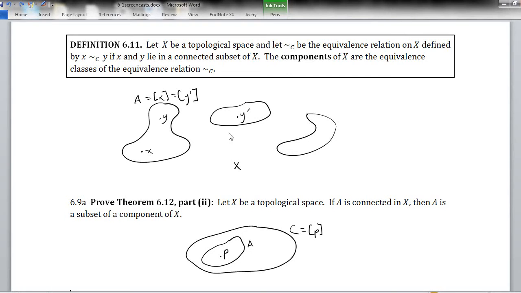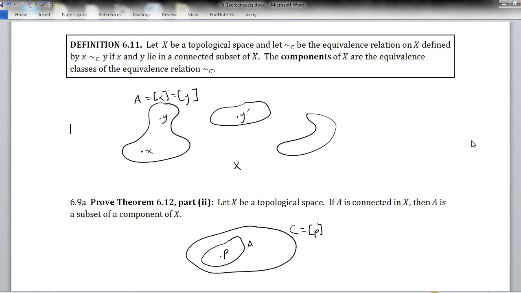The equivalence class of X, remember, is just the set of everything equivalent to it. We can denote that by X bracket, and in this case that would be A. And that's the same thing as the equivalence class of Y. So that's the story. And we're going to try and prove the second part of theorem 6.12.